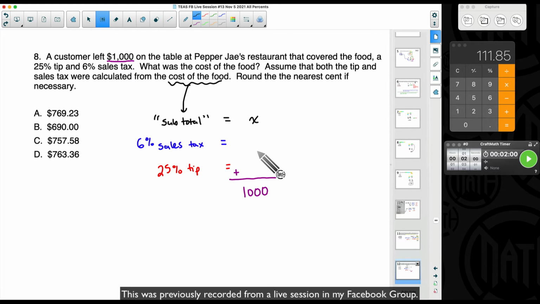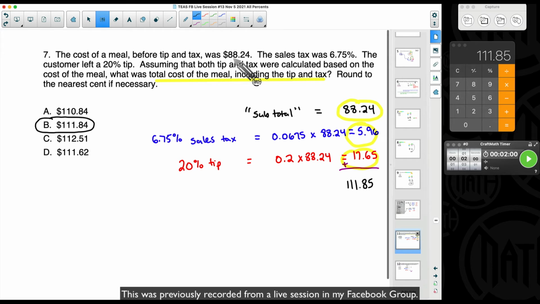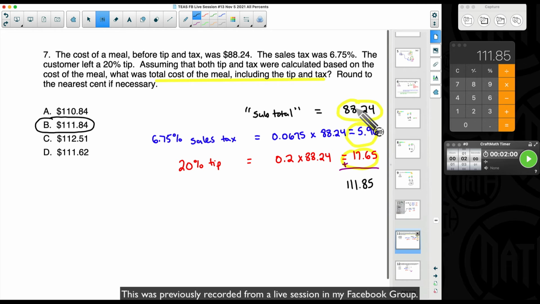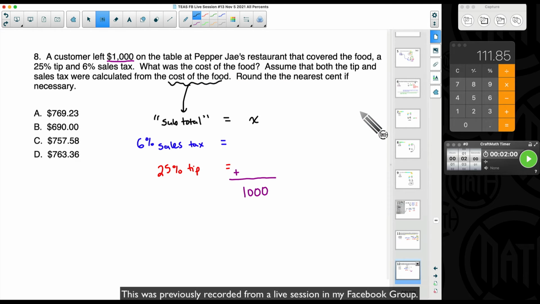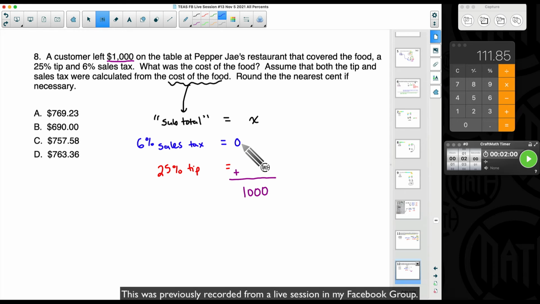This is the difference. In the previous problem, we knew the cost of the food before the tip and before the tax. But we're actually trying to find this number. This 88.24, we knew what that was a while ago. We don't know the cost of the food. That's what we're trying to find. Well, how do you find sales tax? We take 6%, 0.06, and we multiply it.